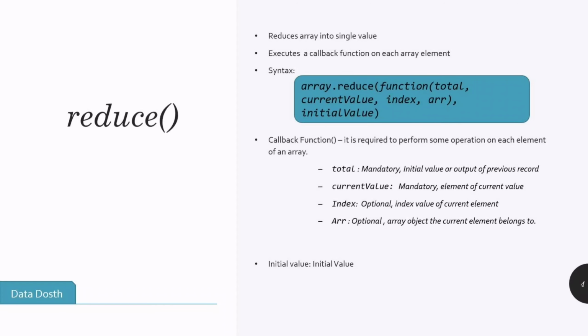Just like the map and filter functions, reduce also executes on each element of an array. For better understanding, first you need to understand the term accumulator. Accumulator is the value that we end up with. This accumulator is nothing but the total.